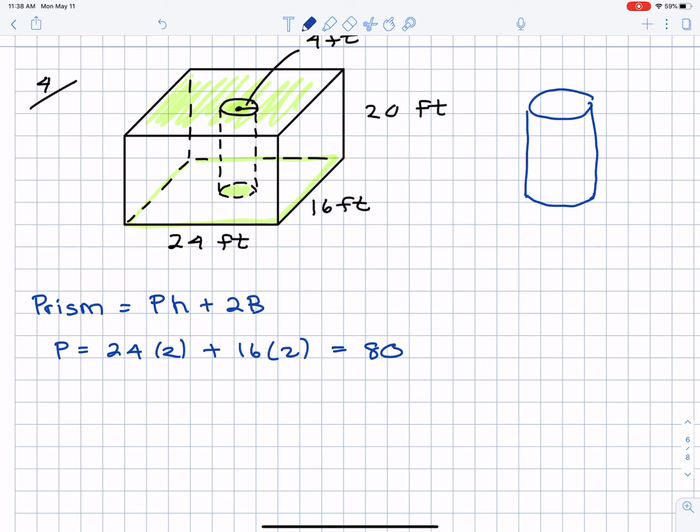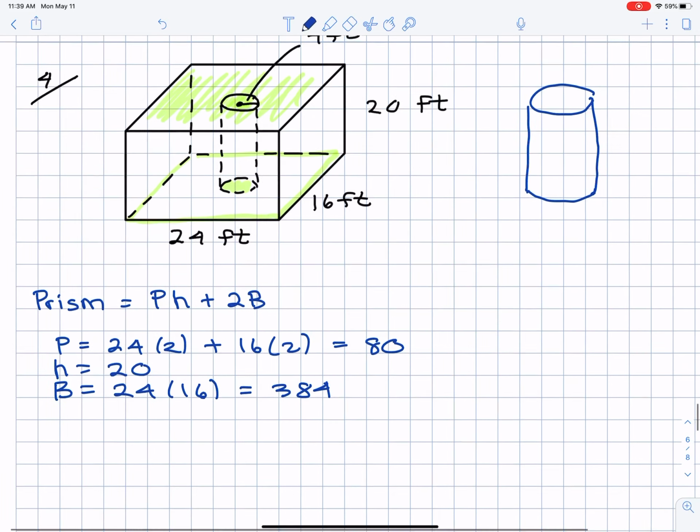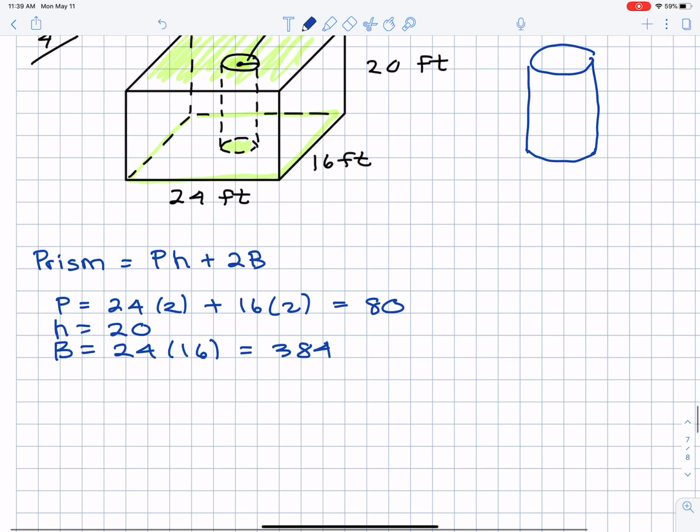Then our height is going to be 20. Okay, so that gives us that piece. Oh, I'm sorry. Let's do our base also. So, and a base, I think you'd agree, is 24 by 16, which is 384.